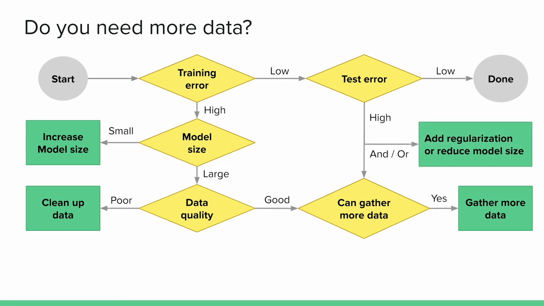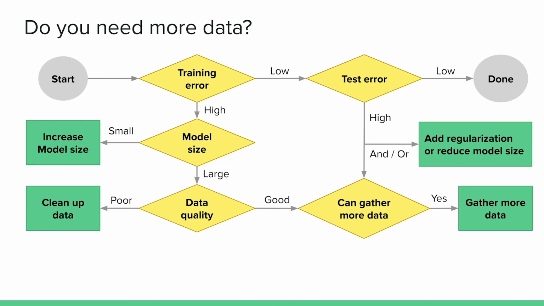If your test error is high, so the training error got down low, but the test error was high, you can try to add regularization or reducing the model size, which would in fact also be one form of regularization, and then again see whether you obtain a low test error now. And if the test error remains high, also try to gather more data.